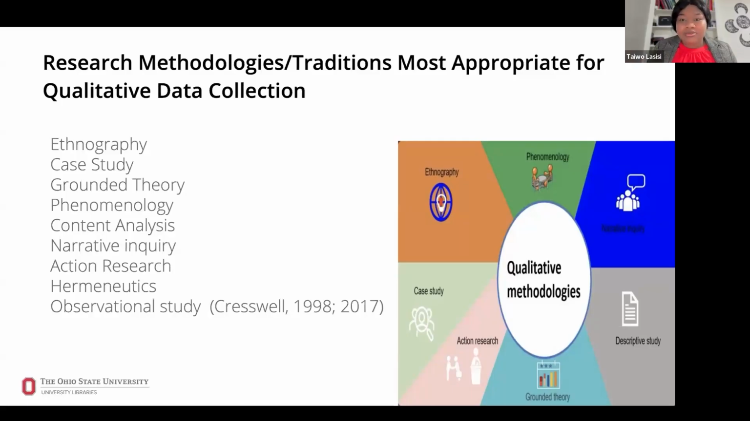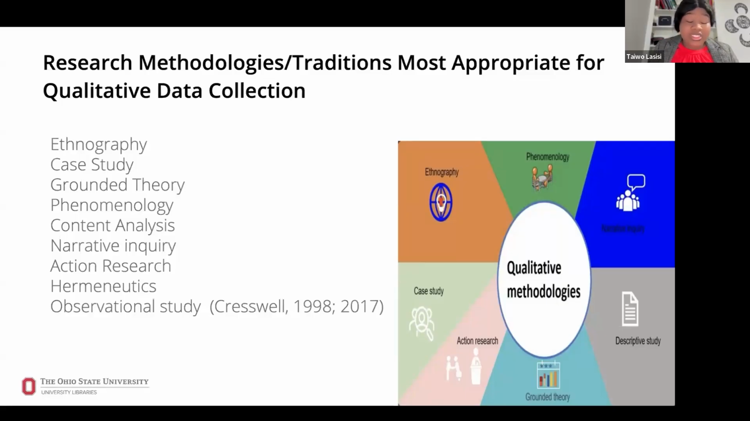I spent almost 2 years learning about qualitative research, just learning in education, and I've continued to learn after that. So there's definitely no way we can do this in 1 hour. If you have any questions, if you want to get more clarity on something, I'm very happy to help after this. But these are some of the traditions or research methodologies that are usually most appropriate for qualitative data collection.